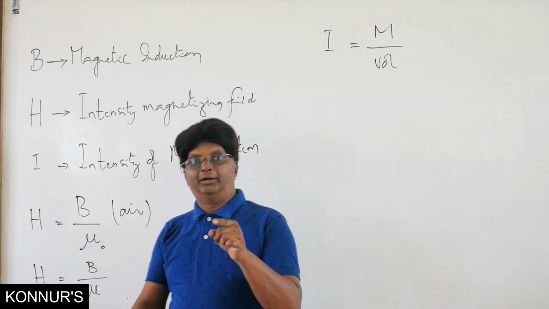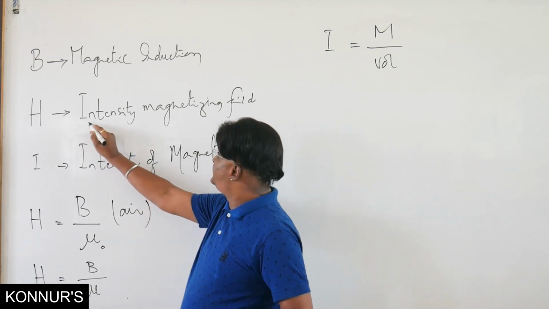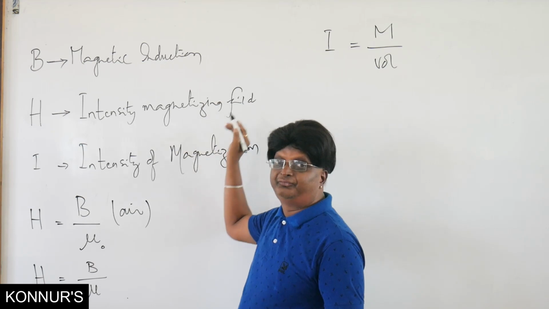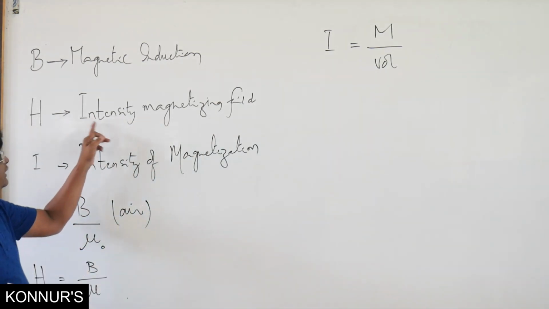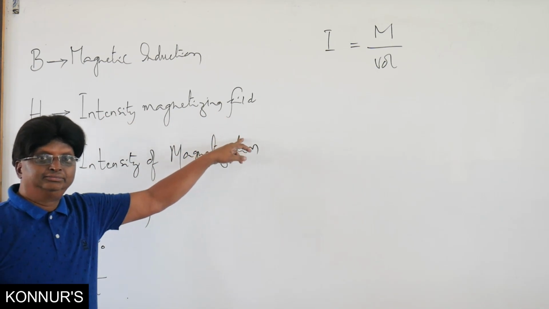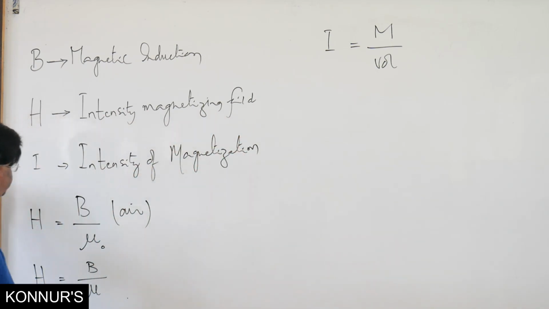Now, remember, what are the few more definitions in magnetism? Number one is the intensity of magnetizing field. Right? Intensity of magnetizing field. The symbol is capital H. How is it represented? H is equal to B upon mu naught.